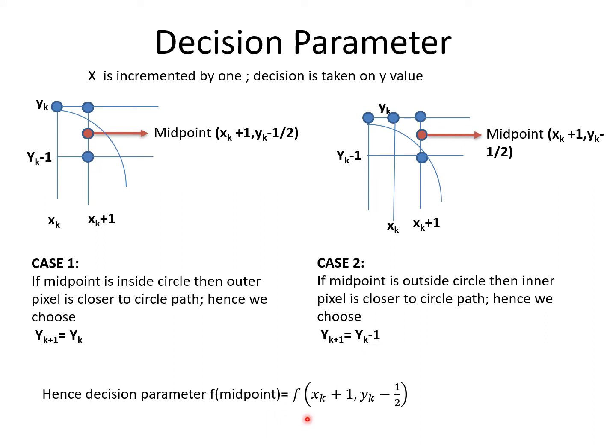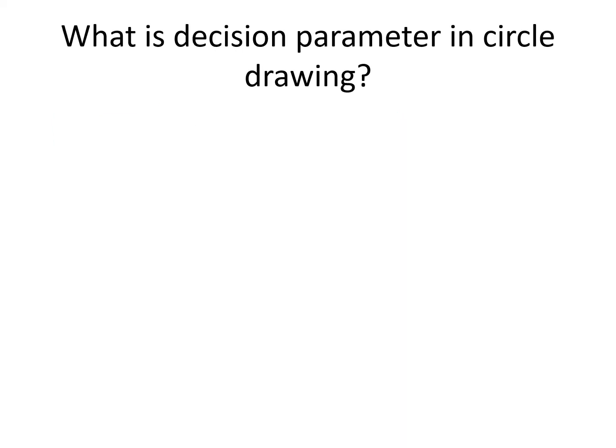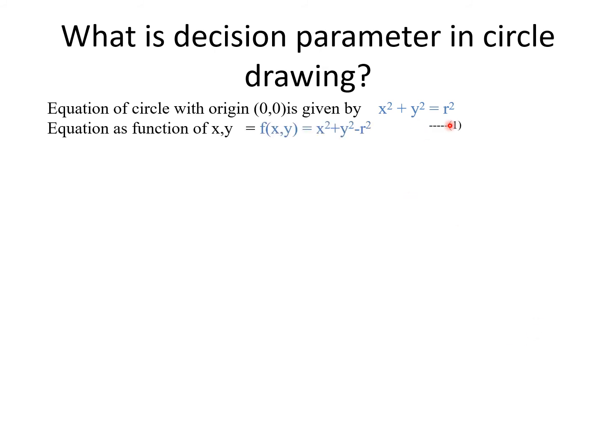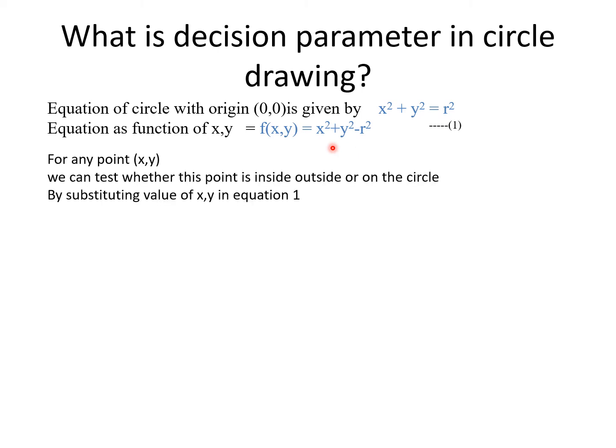The decision parameter is based on this concept, and we mathematically arrive at it by placing the midpoint values, xk plus 1 and yk minus half, in the equation of a circle. So let us see how we get the decision parameter. The equation of a circle with respect to the origin is given as this. We reframe this equation and write it as a function of x, y, and we obtain x square plus y square minus r square. This becomes our decision parameter, which is helpful in taking a decision on the y value.